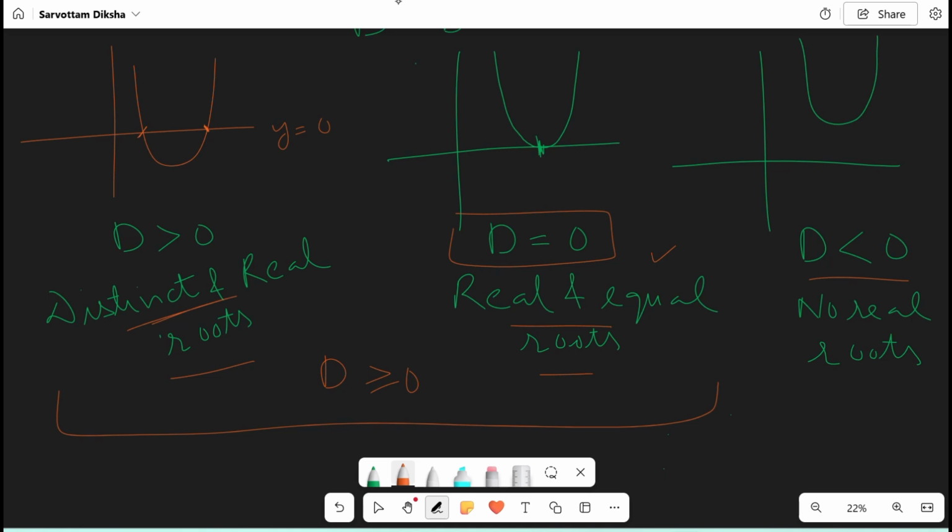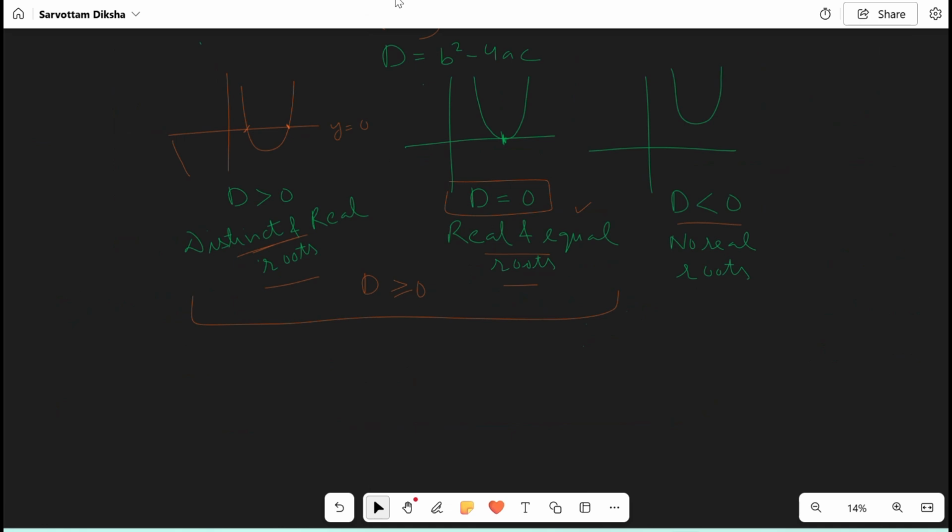If in the question they are asking you the nature of the roots, you have to simply find D, and according to the value of D, you have to decide what kind of roots you have. So basically they are asking you, out of these 3 options, what kind of roots your quadratic equation has. Now let's see how this concept works.